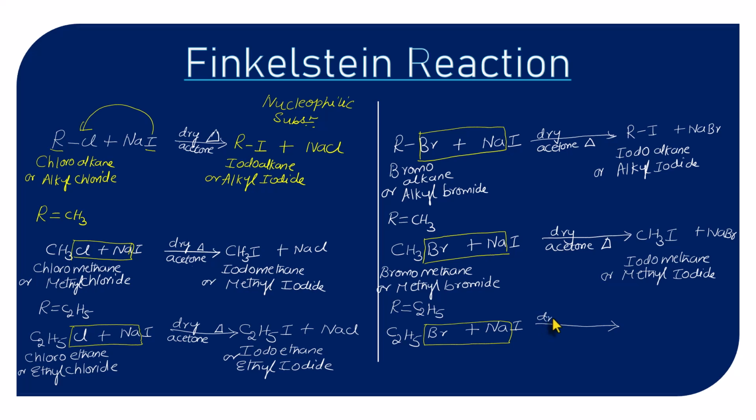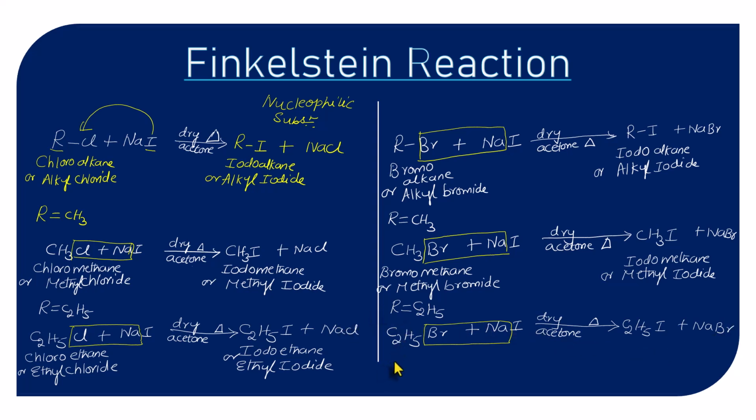So what's the necessary condition you should remember to write, children? We have to do it in presence of dry acetone. Process is heating. So what's the product we are going to get? C2H5I along with NaBr.